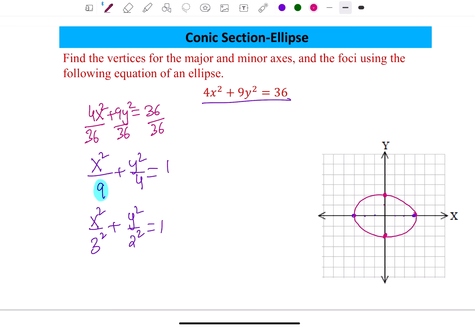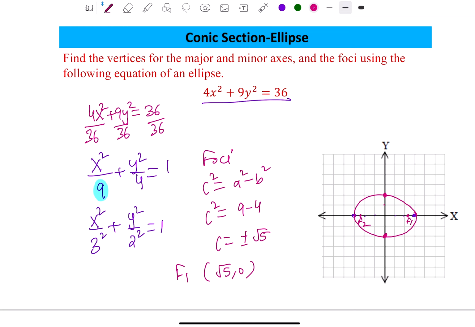We want to find the foci as well. So to find foci, we need c squared equals a squared minus b squared. C squared equals bigger number minus smaller number. C is equal to plus or minus square root of 5. So square root of 5 is around 2 point something. So I'm going to mark F1 here, F2 here. Coordinates of foci: F1 would be root 5, 0, and F2 would be negative root 5, 0.